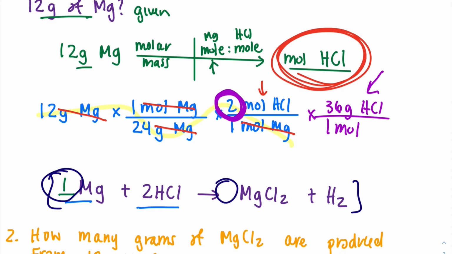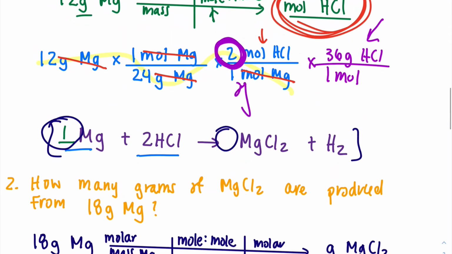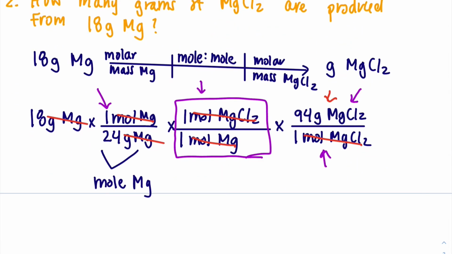If you're going to use balanced molar masses and do it from grams to grams that way, then yes, you do need to double it. If you are using the mole to mole ratio in your conversion factor, then make sure you're only doing the molar mass of 1 mole of every substance that you're using. So let's do some math. 18 times 1 divided by 24 times 1 divided by 1 times 94 divided by 1. And we end up with 70.5 grams of magnesium chloride.